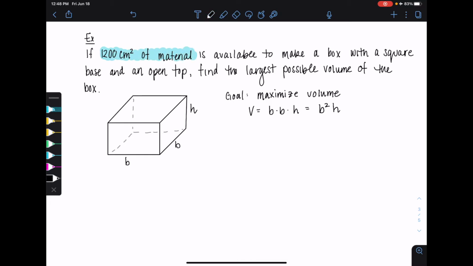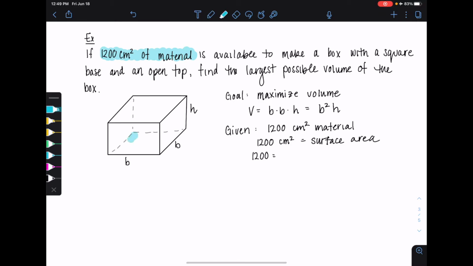We're given 1,200 centimeters squared of material. And so this is basically going to represent the surface area. Okay. So utilizing our variables, 1200 is going to be the area of the base, and the area of the base would be b squared.